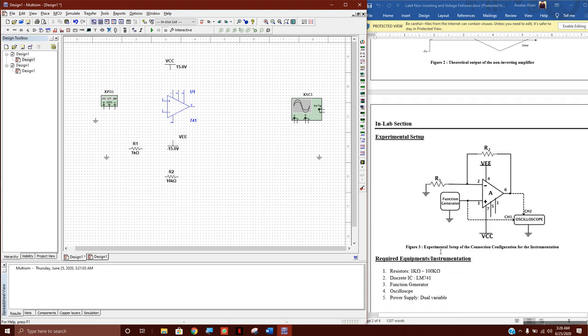Yeah, there we go. Let's just connect these. Okay. Function generator's common goes to ground. This will go to pin number 3. Yes.